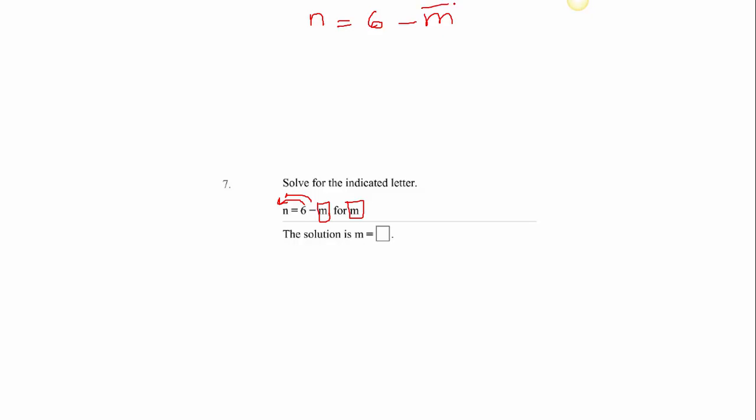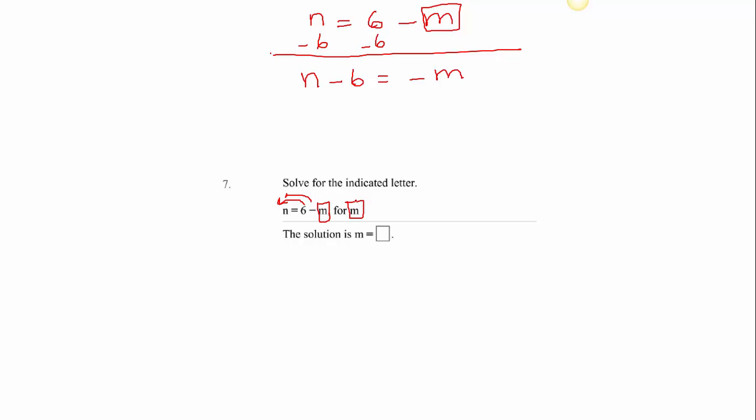So I want to isolate m. I want m by itself. So let's use the addition principle, add negative 6 to both sides. n minus 6 equals 6 minus 6 is 0, negative m. Now I don't want negative m. I want m by itself.